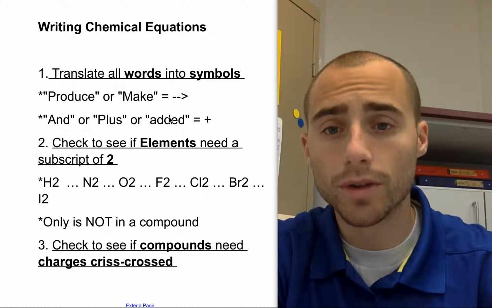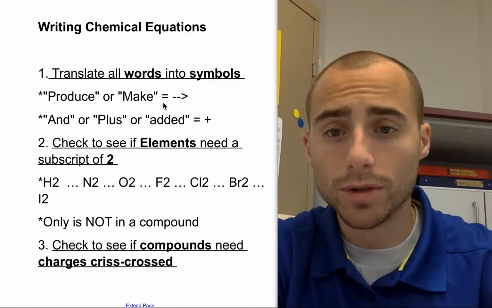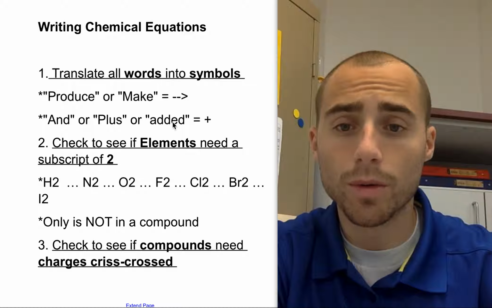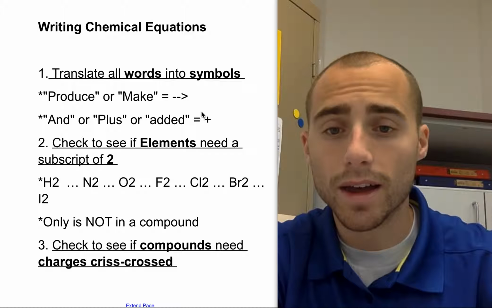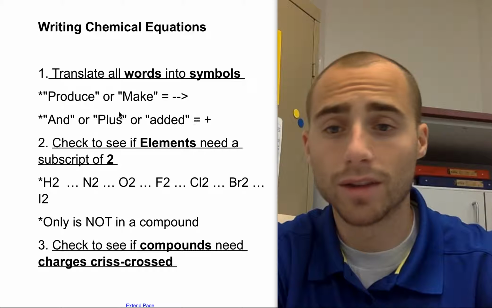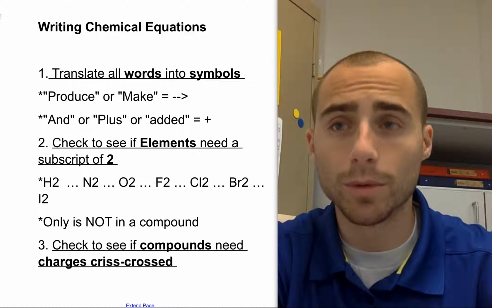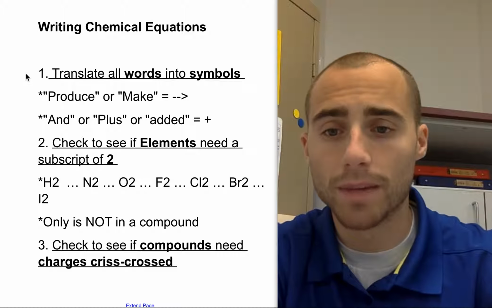That includes words like make or produce. Remember, if you are saying produce or make, you are translating that into an arrow. If it says and, plus, or added, or something similar to that, you are converting that to an addition sign. So that's the first step, translating all of our words into symbols. Do that first every time. Don't try to do more than that for a first step.